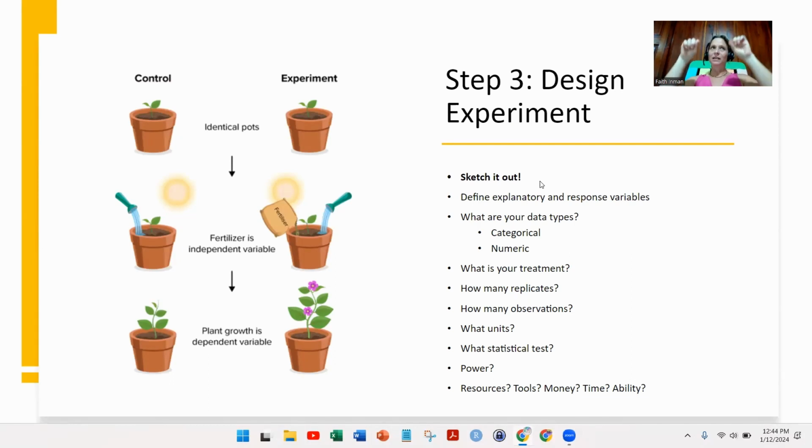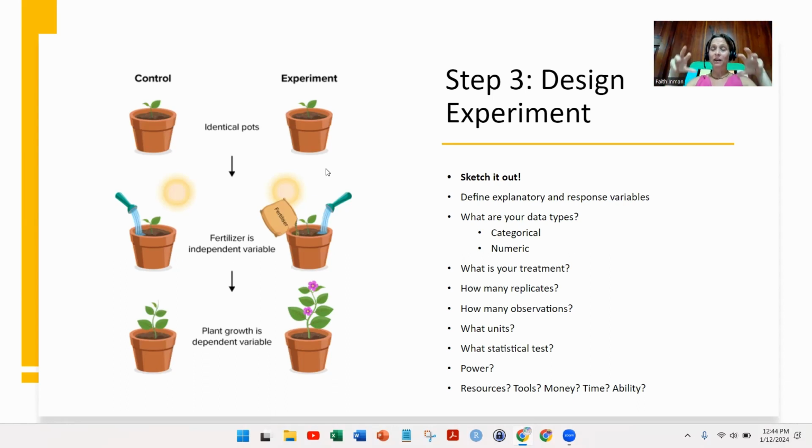I make a picture. I say, okay, if I was to design an experiment looking at the effects of fertilizer on plant growth, like in the schematic here, right? What's the effect of fertilizer on plant growth? I think, well, I'm going to have a little pot, not that kind of pot, a pot for plants. We're going to have one pot that's the control and one pot that's the experiment. I'm going to put a plant in each one of them. One of them I'm going to give fertilizer to, the other one I'm not going to give fertilizer. I'm going to wait some time and then I'm going to measure the height.